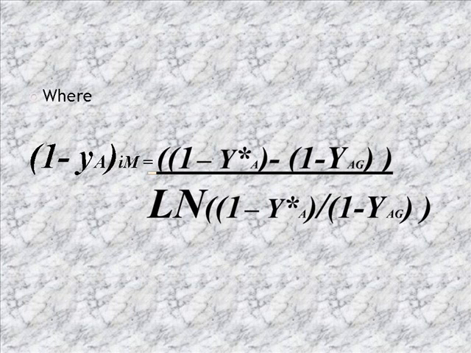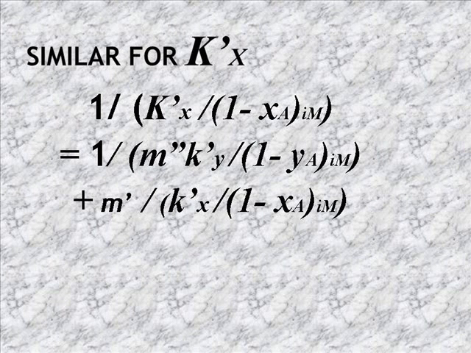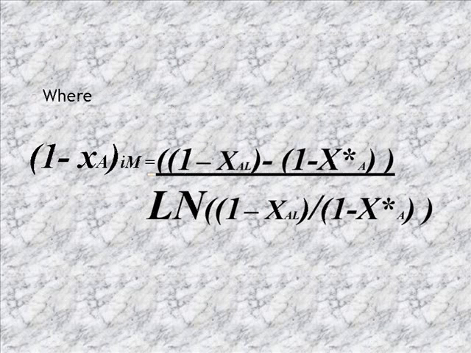It will be similar for the mass transfer coefficient in the liquid phase, wherein the slopes that we will see are the M double prime and the M prime, wherein 1 minus XA in the interface is the logarithmic mean of the XAL and the X asterisk A.